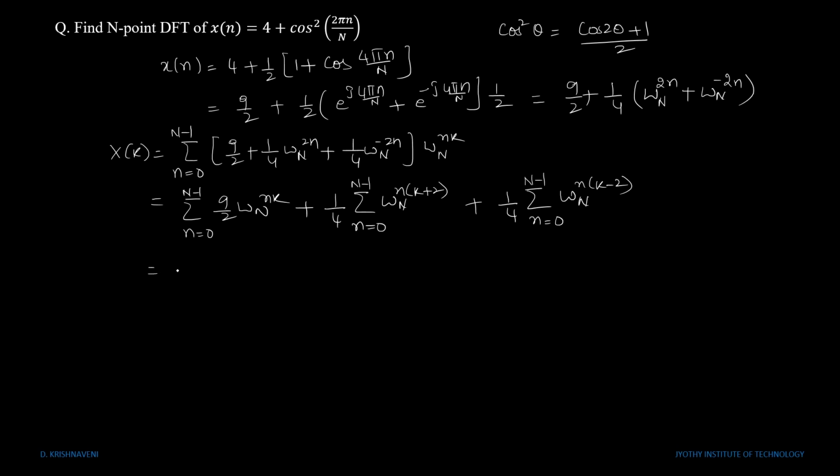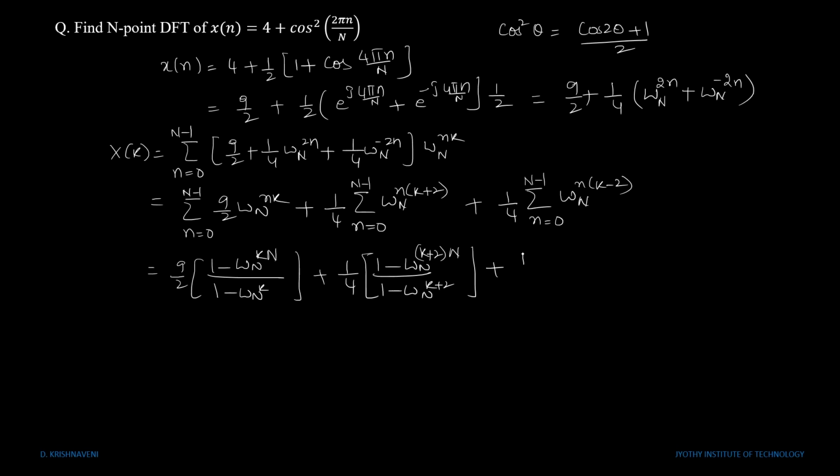Now find the summation. So 9 by 2 into summation a to the power of n, which is (1 minus W_N to the power of k times upper limit) by (1 minus W_N to the power of k), plus 1 by 4 into (1 minus W_N to the power of (k plus 2) into upper limit) by (1 minus W_N to the power of (k plus 2)), plus 1 by 4 into (1 minus W_N to the power of (k minus 2) into upper limit) by (1 minus W_N to the power of (k minus 2)). So all these terms are equal to 1. This is equal to 1, this is equal to 1, this is equal to 1. So the numerators of all the summations are zero.